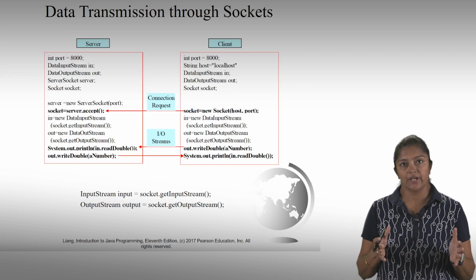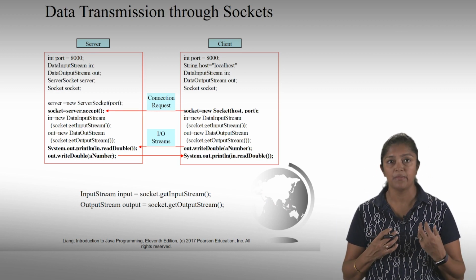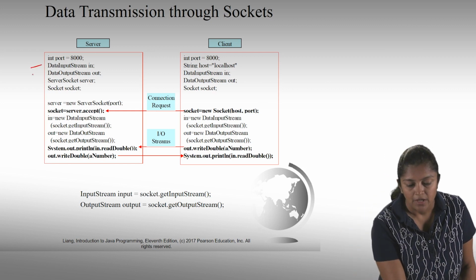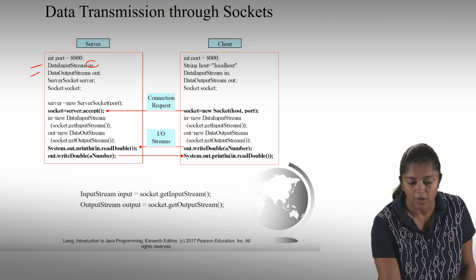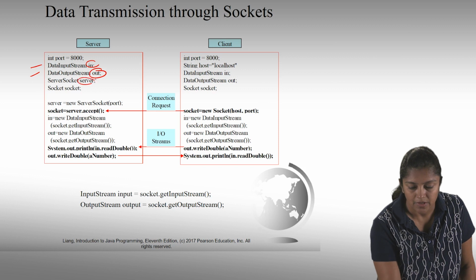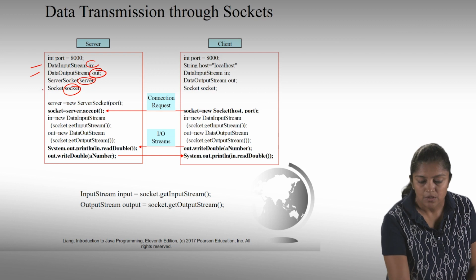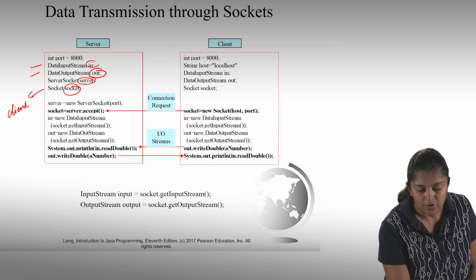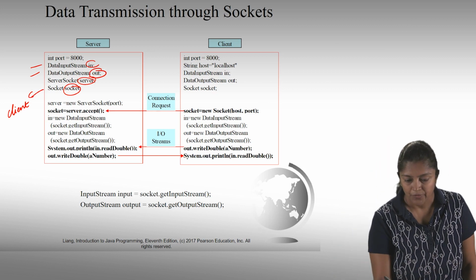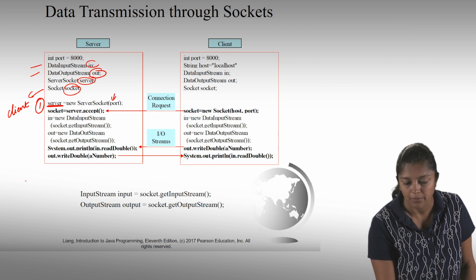The data transmission through sockets happens using the data input stream and data output stream objects. In the server program we create the input and output stream objects. They're called in and out in this example. And then we create our server and then the socket object to accept client connections. The purpose of this socket object is that for each client connection that's received, a new socket object gets created.